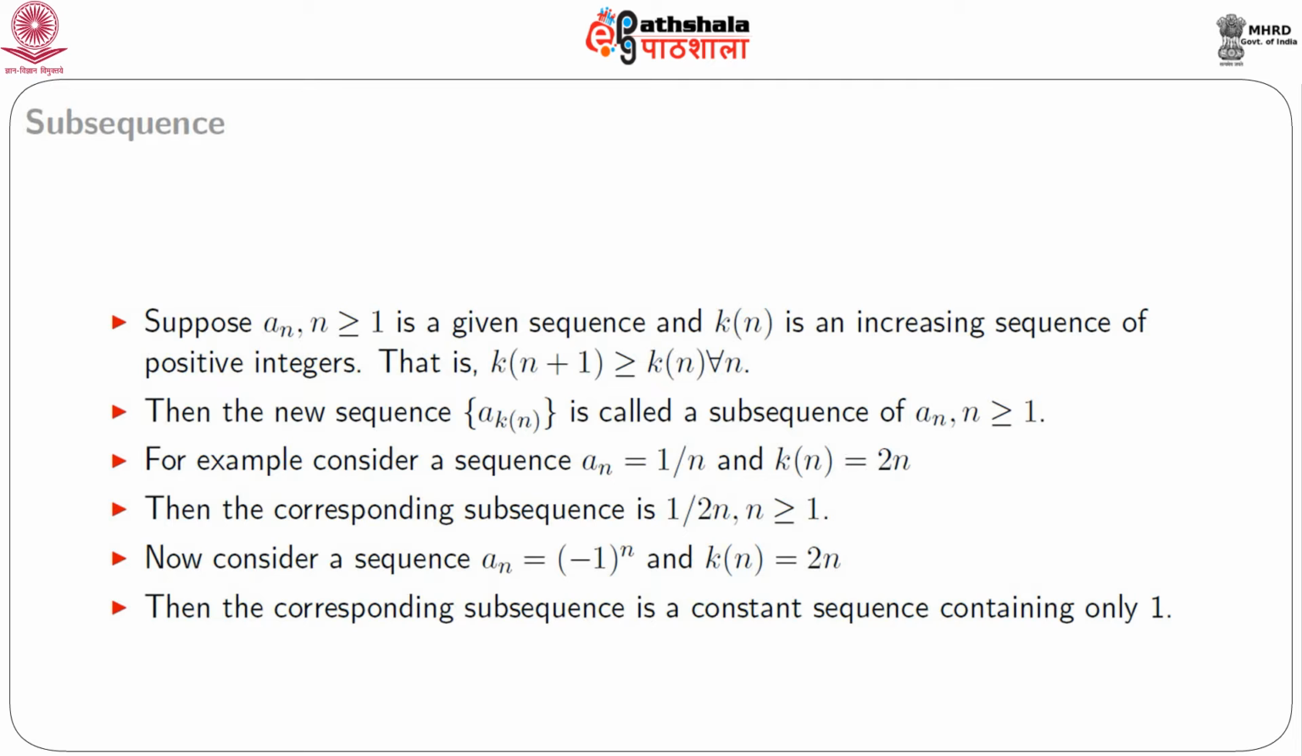For example, consider a sequence a_n equal to 1 by n and consider k_n equal to 2n. Then the corresponding subsequence is denoted by 1 by 2n, n greater than or equal to 1. Now, if we consider another sequence minus 1 to the power n and take k_n as 2n, then the corresponding subsequence is a constant sequence containing only 1. In a similar way, if we take k_n as 2n plus 1, in this case we get another constant sequence which contains only minus 1.